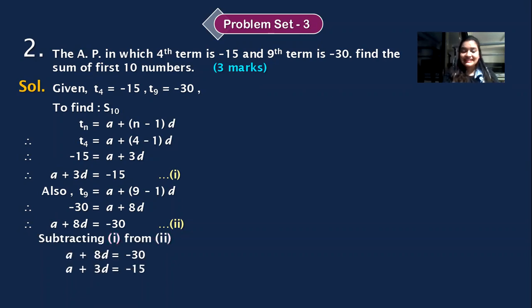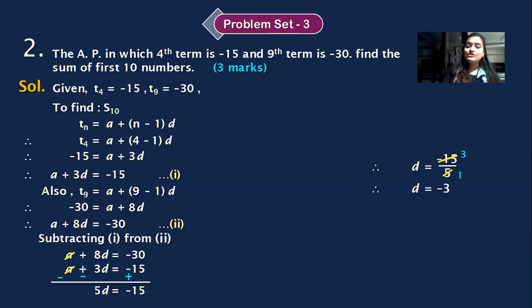Since you're subtracting, you will change the side. Plus A becomes minus A, minus A becomes plus A, so plus A minus A will be cancelled. 8 minus 3 gives you 5. Minus 30 plus 15 gives you minus 15. So D is -15 upon 5, that is -3.